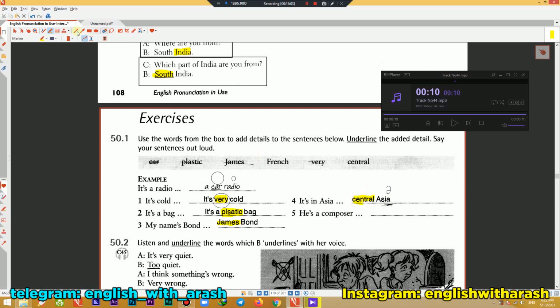And finally, there's just one more left, right? Central is gone, very is gone, James gone, plastic, car. We just have French left, yes? Yeah, good, French. So he's a composer, a French composer actually.